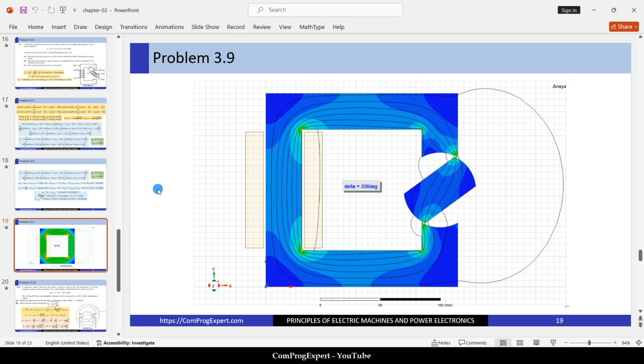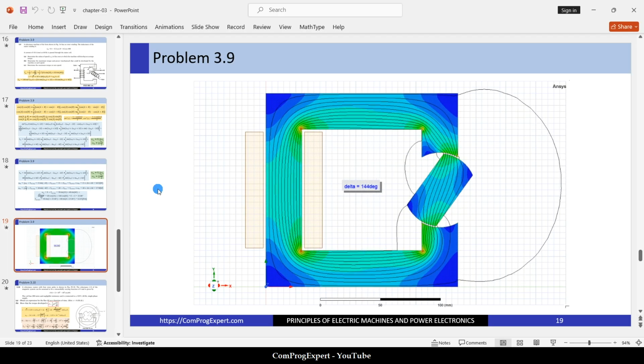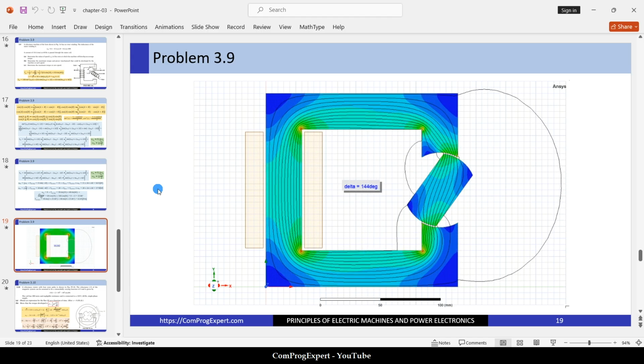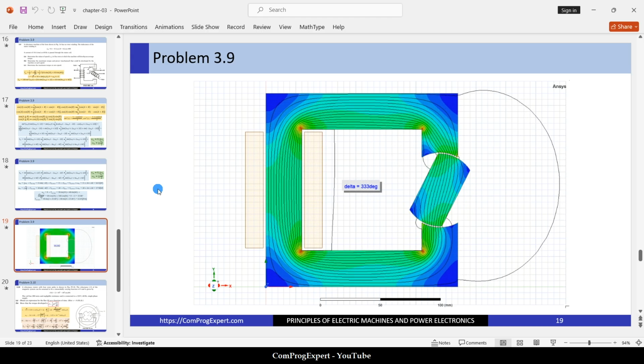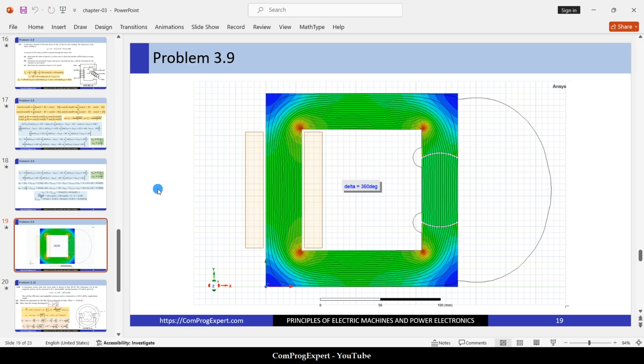I hope you did this simulation before starting the next chapters: DC machines, induction machines, synchronous machines, and so on, because you can learn important concepts from this simulation: variation of the inductance, variation of the reluctance, torque, and so on.